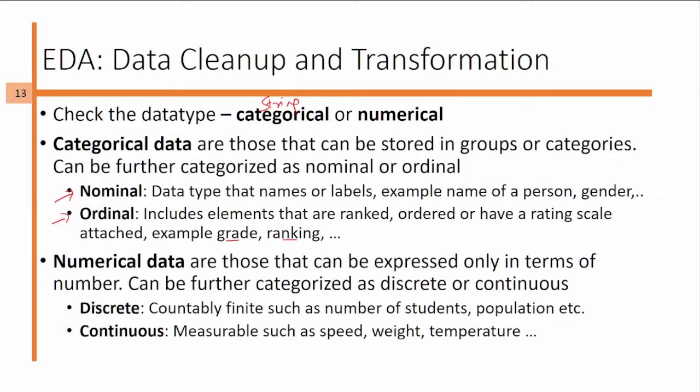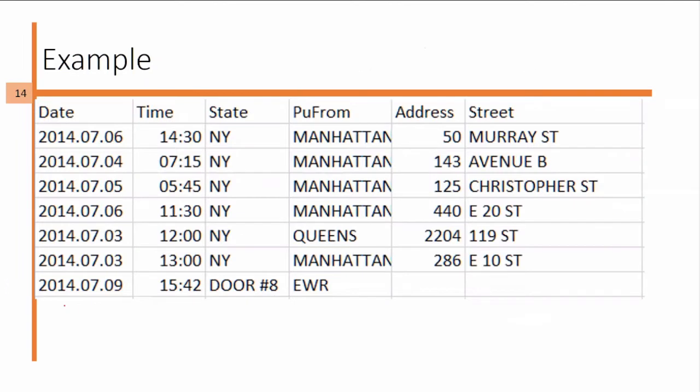Again, numerical data can be discrete or continuous. Discrete means countably finite. Continuous means examples like speed, weight, temperature, and so on. Here's an example that we have used in location privacy in one of our works, and this is the kind of data that we get.